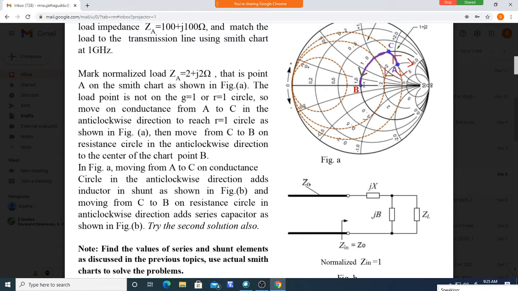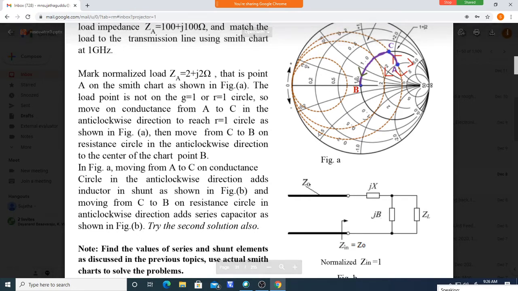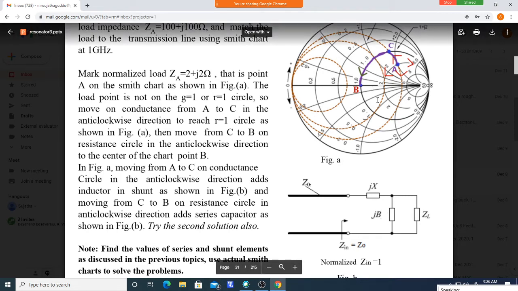Okay, to reach this point, what I have to do, from here you move either on a conductance circle like this, or on a resistance circle like this. But first you should move to the r equal to one circle or a g equal to one circle. Sorry, I have not written that here. Either the g equal to one circle or the r equal to one circle, you have to reach.